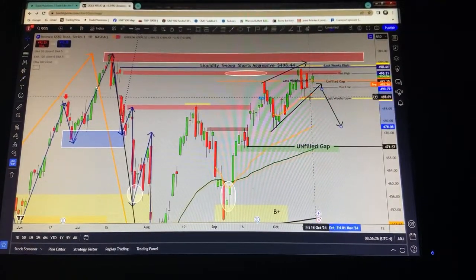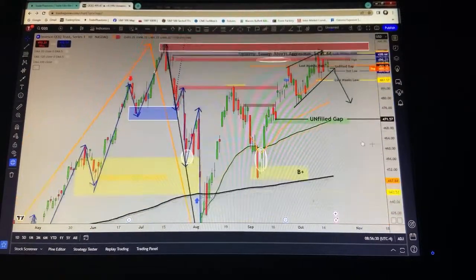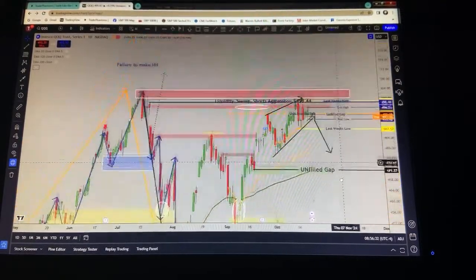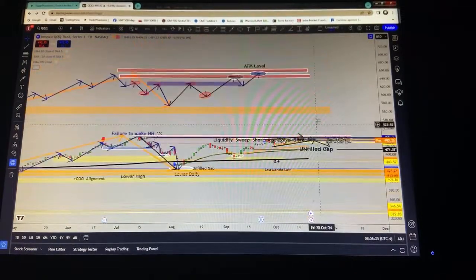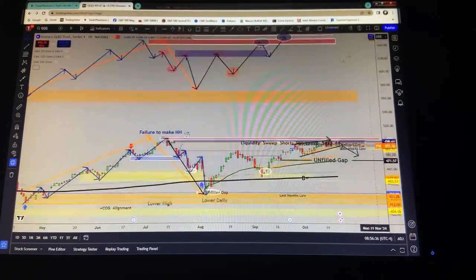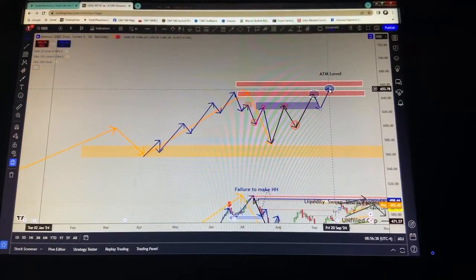there's really not a lot of great levels below price, other than maybe I would say this unfilled gap. And if I have this drawing up here, we are here, and we're still just hovering. We're just still hovering right here.